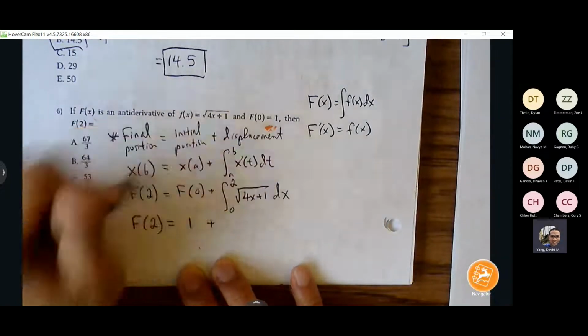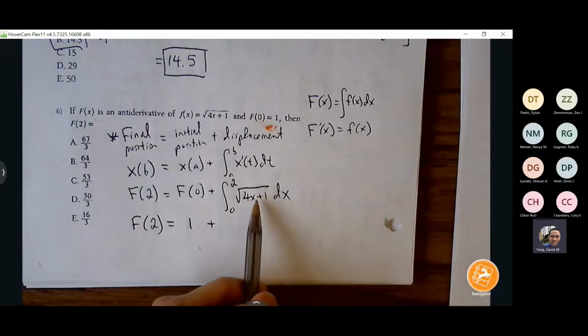F of 0 is 1. We use our calculator, definite integral from 0 to 2, square root of 4x plus 1.